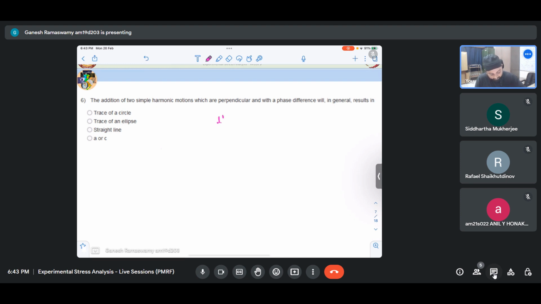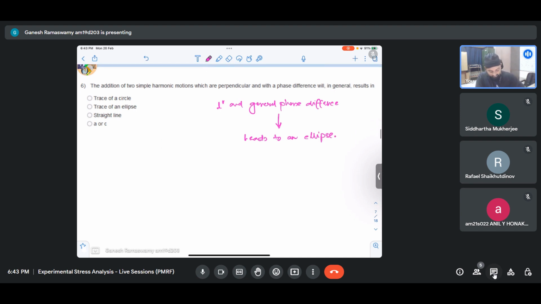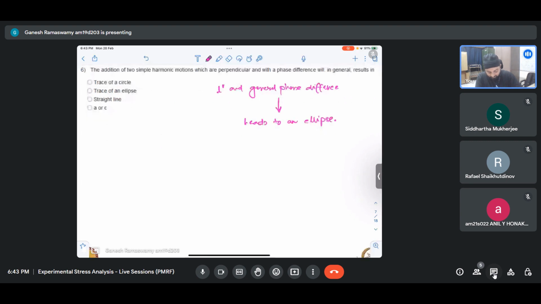Perpendicular waves with a general phase difference lead to an ellipse.